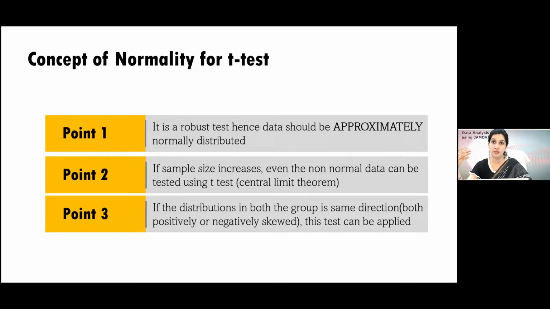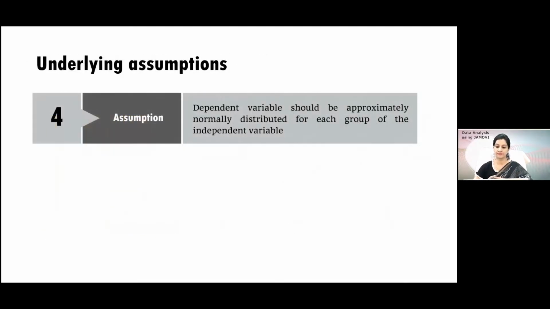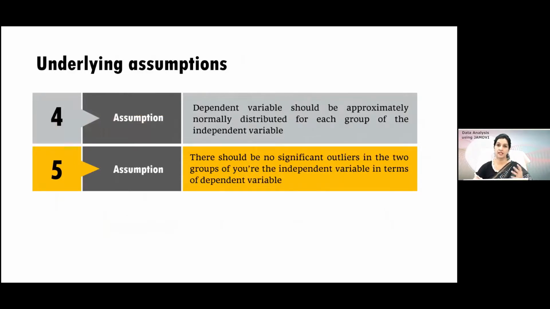And if the distribution in both the groups is in the same direction, like we will read that if there is a skewed distribution, ideally you should apply Mann-Whitney U, which is the non-parametric analog of this independent sample t-test. But if you choose not to do that, because in Mann-Whitney U you have to compare the median value, and if you want to compare the mean value, you can apply the independent sample t-test.